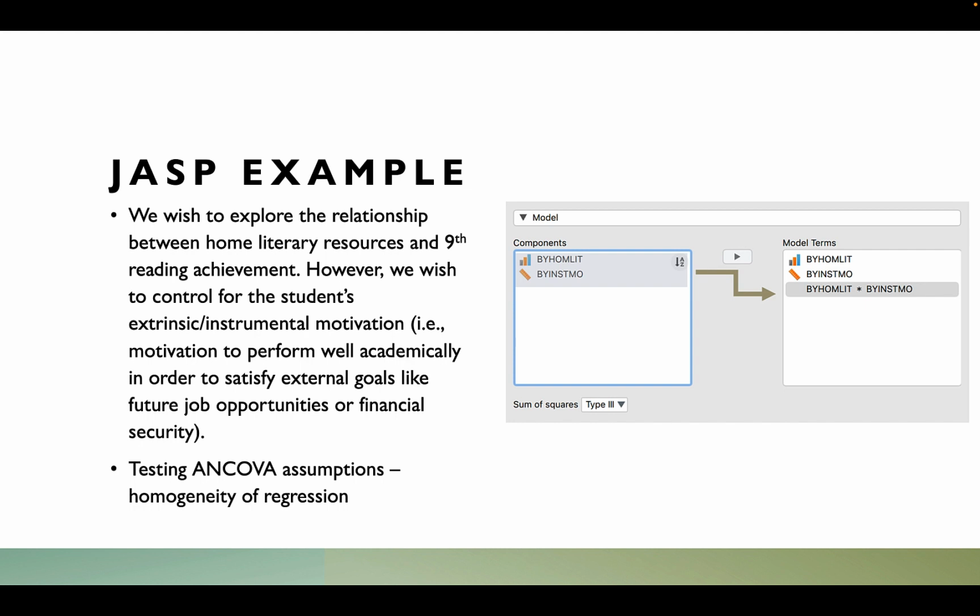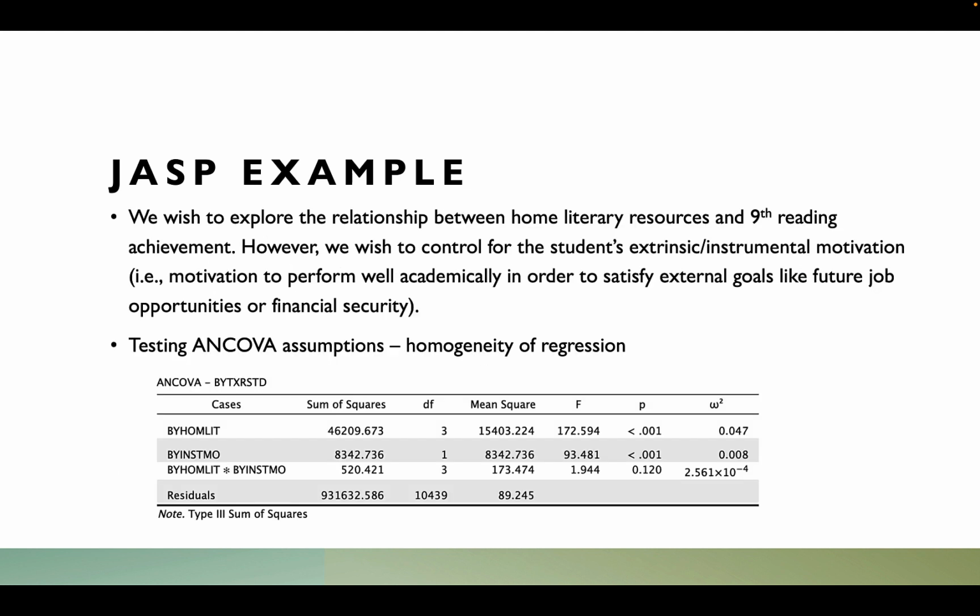Go back to your input side on the left, and under model, highlight home literary resources and instrumental motivation. So select them both and move them over into model terms. And this creates an interaction term of home literary resources and instrumental motivation. And now we see in our output in our Ancova table that we have that interaction term included.